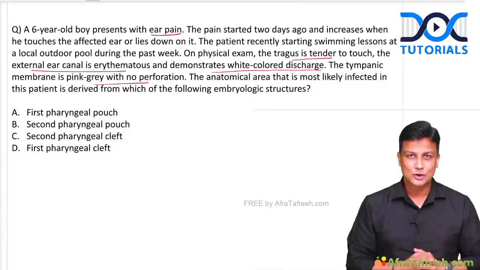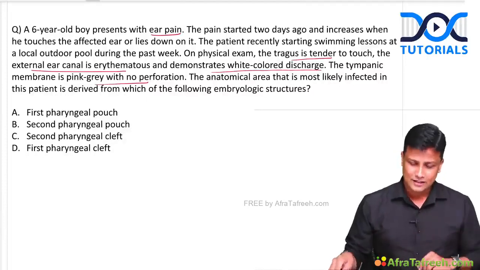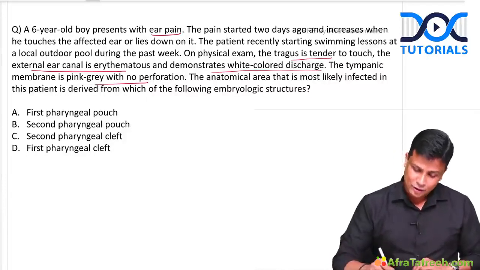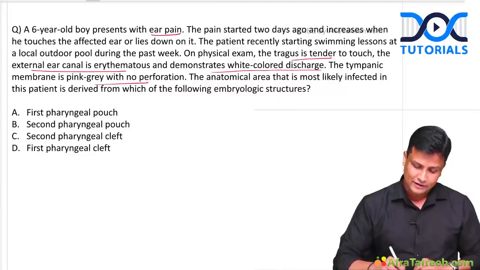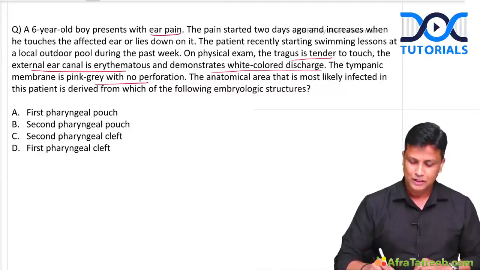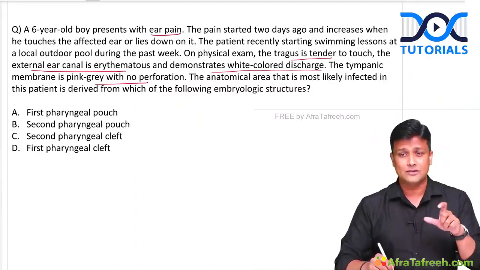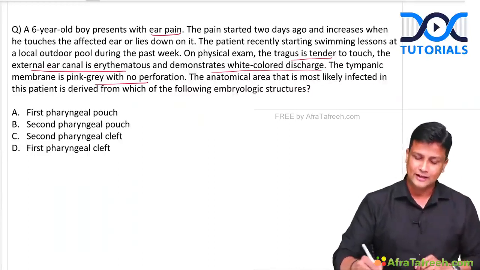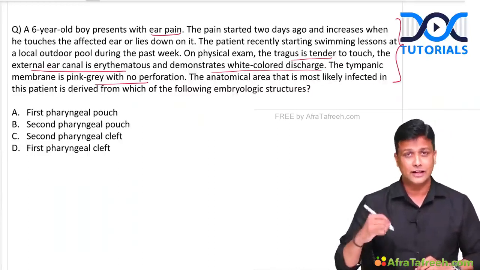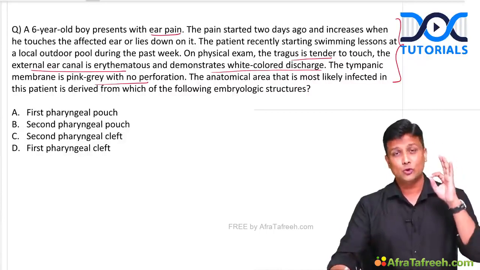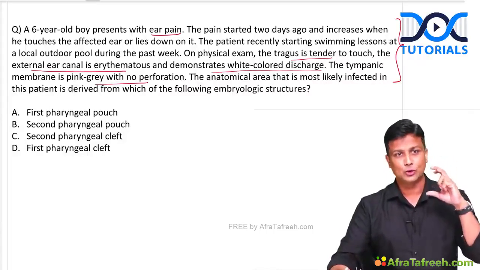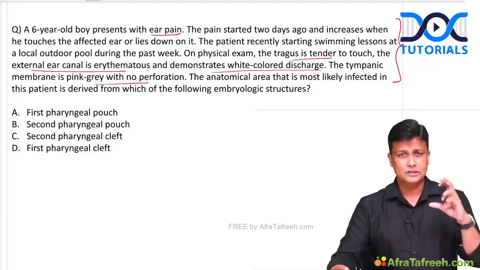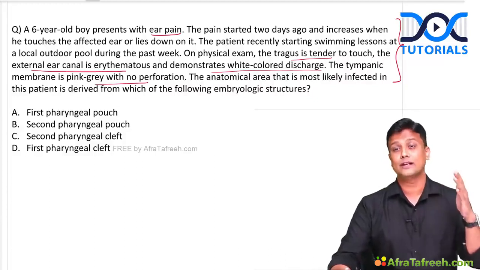So this is the embryology question. After that, read the last line: the anatomical area that is most likely infected in this patient is derived from where? Oh, you're not getting any clue from the last line. Then you go and read the entire question here, guys. Are you understanding the trick here? The best way to solve a clinical question: first go through all the options, then look at the last line, and then look at the entire question.